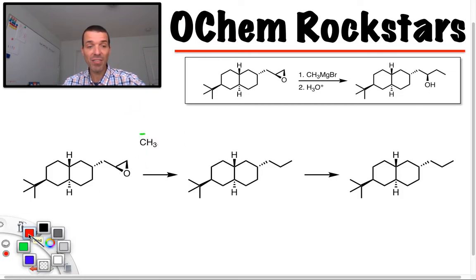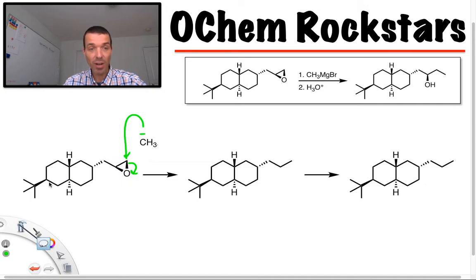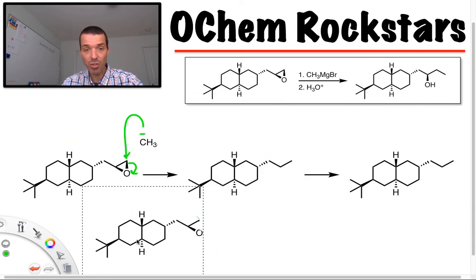We've already talked about the fact that our oxygen is partially negative, which means our carbons are going to be partially positive. We're going to choose the least substituted one because this is based off of sterics when we have a negative charge. So our negative charge is going to come in and attack that carbon, and we form a bond and break a bond: lone pair to bond, bond to lone pair, nucleophile to electrophile, however you want to see that. And I'm going to drop it down here and draw this.